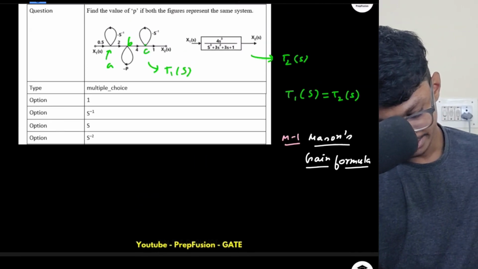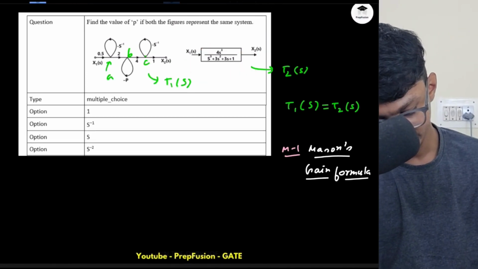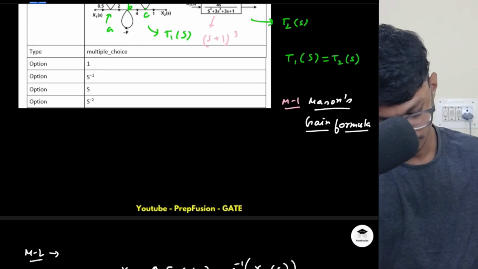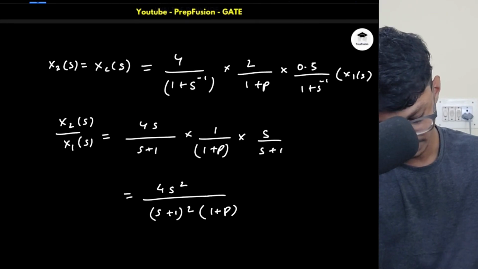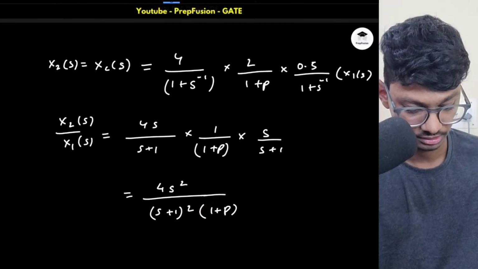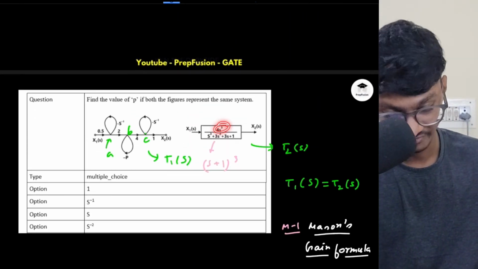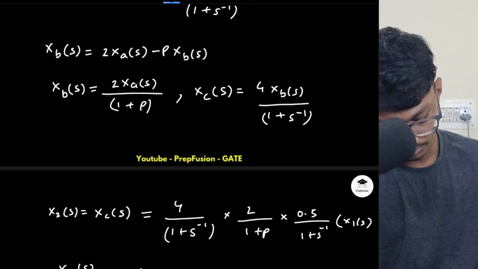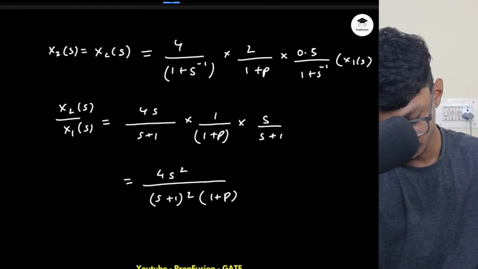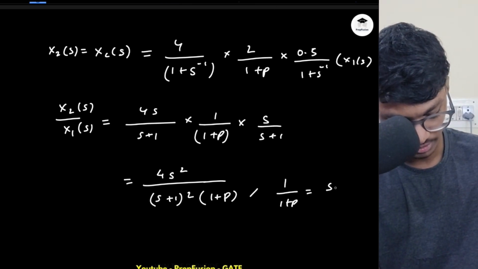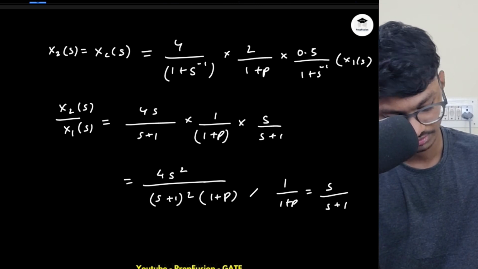Now what I observe here is that this is basically in the form of (s plus 1) whole cube. If I somehow have an s plus 1 here, that will be fine. But at the top as well, I need a cube. I have a square right now, I need a cube. So this 1 by 1 plus P must be equal to s divided by s plus 1.